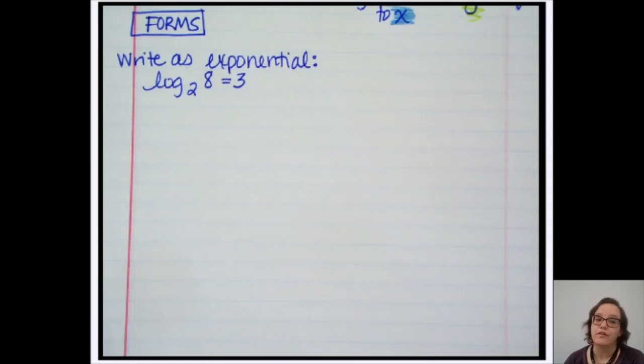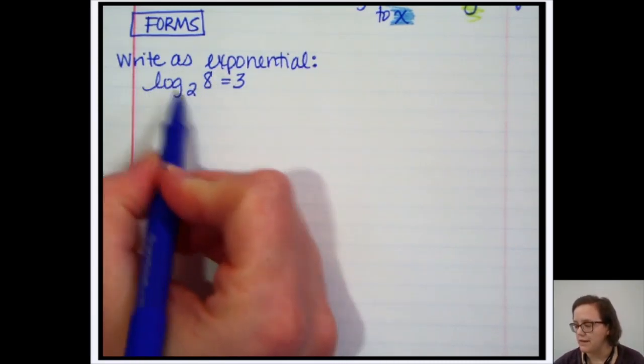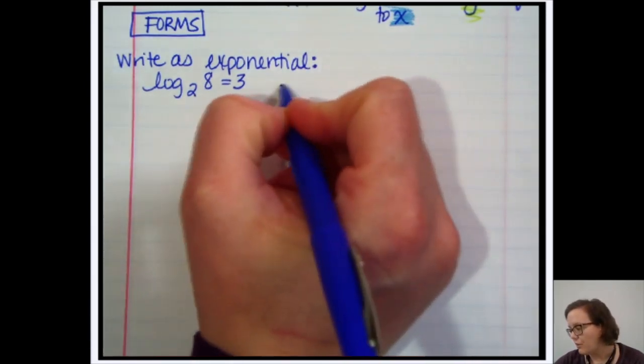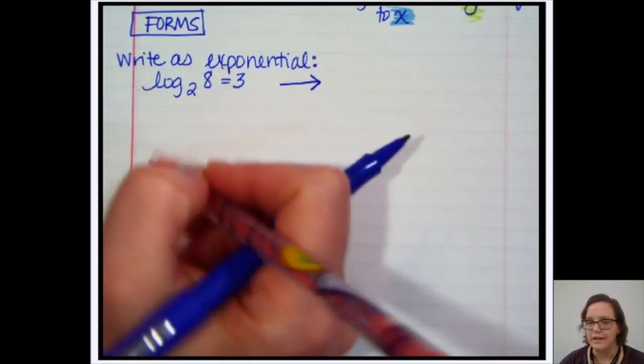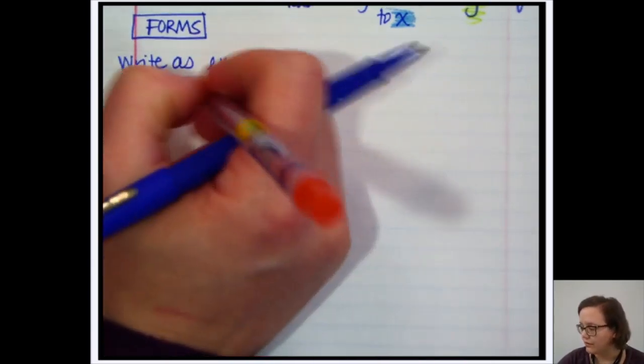If you'll notice here, there are no x's. There's nothing to solve. So this is in the logarithmic form. We have log base 2 of 8 is equal to 3, and we want to write it as the exponential. If you think about it, when we write an exponential, the first thing we need is our base. So where do we find that base? Well, it's that little subscript here.